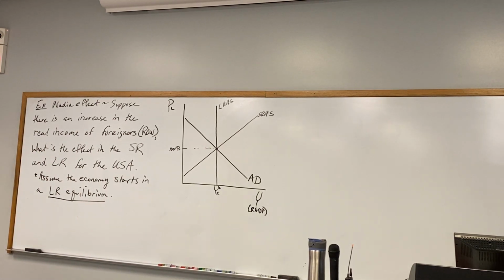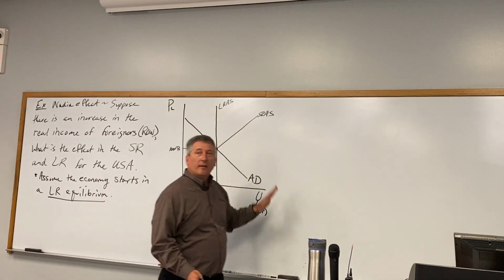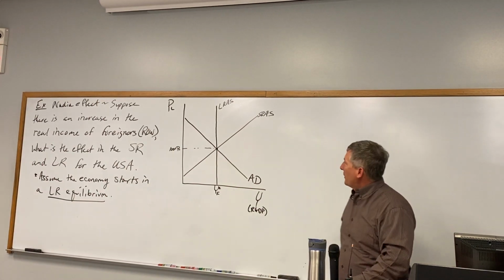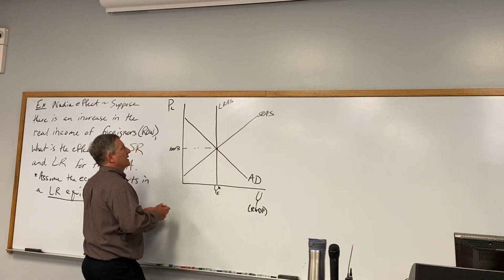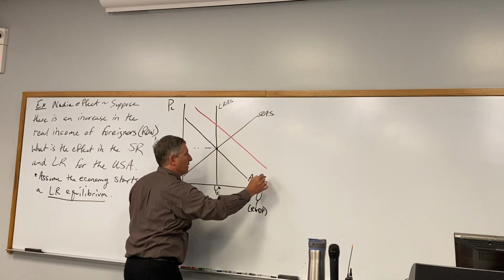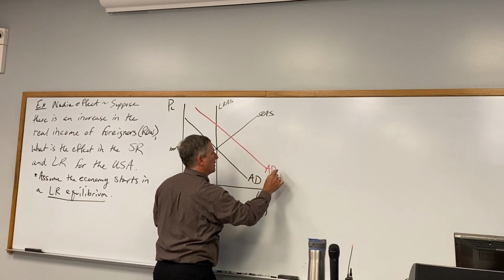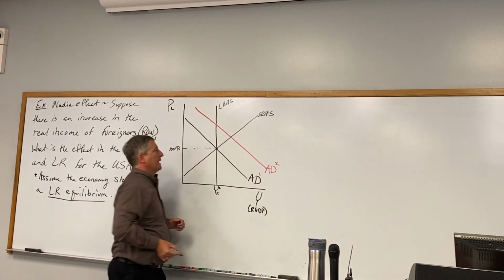Those are the shocks to the economy. So notice that this is something that's coming from outside of the USA's control, right? It's outside of government policy. It's outside of everything. It's just that, hey, foreigners, for whatever reason, are having some strong economic growth and their real incomes are growing. And so that's going to cause the aggregate demand curve to shift to the right, from AD1 to AD2.